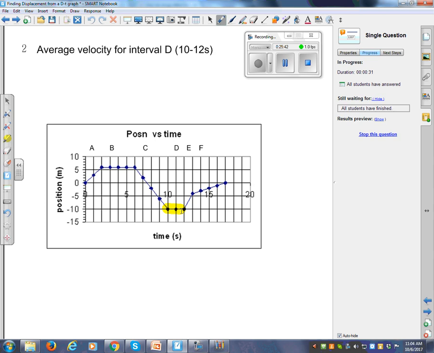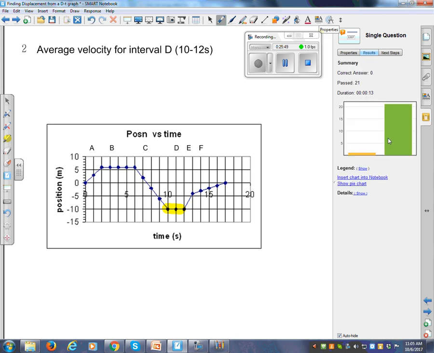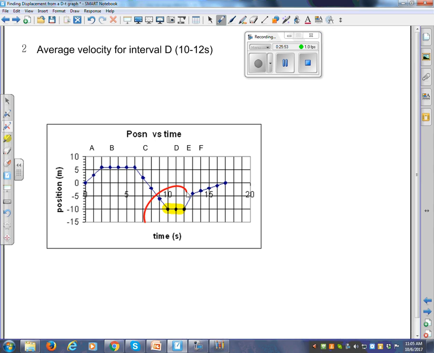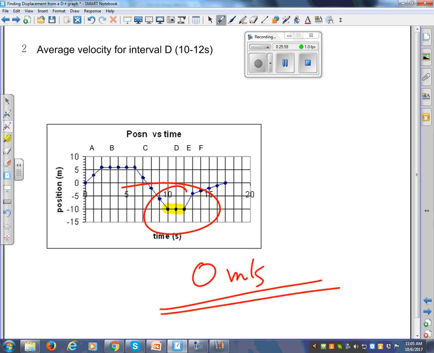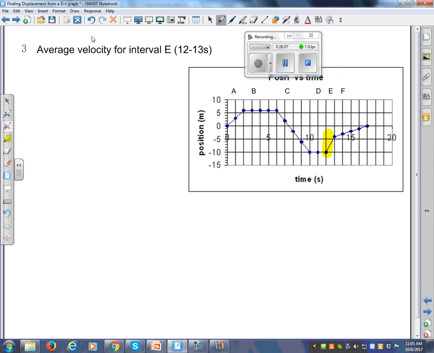How fast is it going in interval D? What does a flat line mean? 0. Stopped! Flat line means stopped, or 0 meters per second. Flat, stopped. Okay, come on, you guys. We got 2 left.